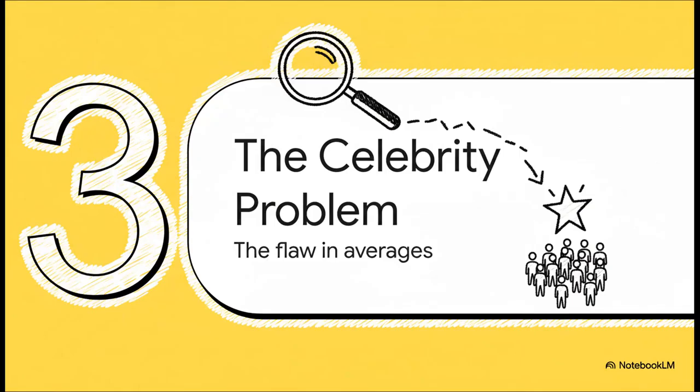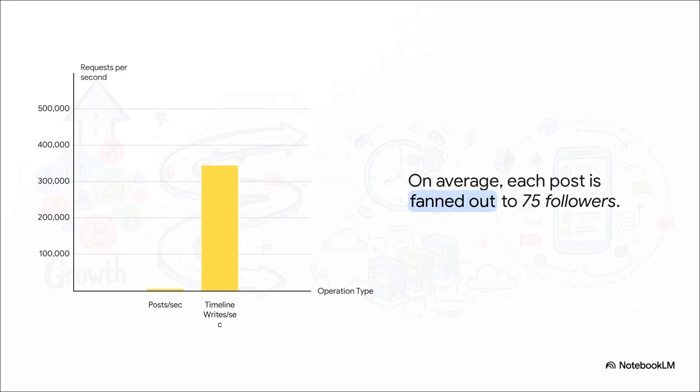This really elegant fan-out solution has a hidden and pretty critical flaw. And that flaw only shows up when we stop thinking about the average user and start thinking about the extremes. This is what's known as the celebrity problem. See, on average, any given post gets fanned out to about 75 followers. So if you look at the chart, a few thousand posts per second turns into a few 100,000 individual writes to people's timelines. And the system can handle that. That's fine. But there is a very dangerous little word hiding in that sentence: average.